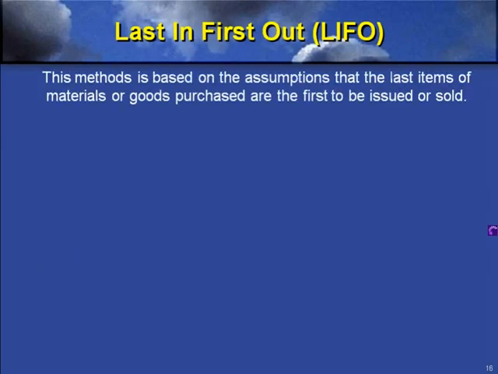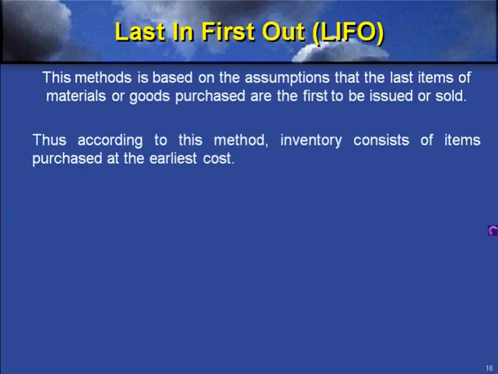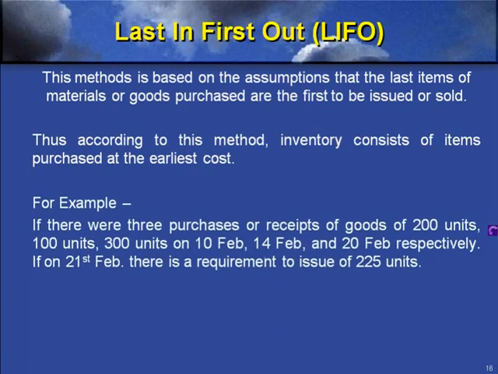Now the next is the LIFO method. Whatever we received last will go out first. This is the assumption of this method. Thus, according to this method, inventory consists of items purchased at the earlier cost. Here the meaning is that the inventory value is the value which we received on the earliest date, because whatever we received last was issued by us on the basis of the last-received-goes-first concept.